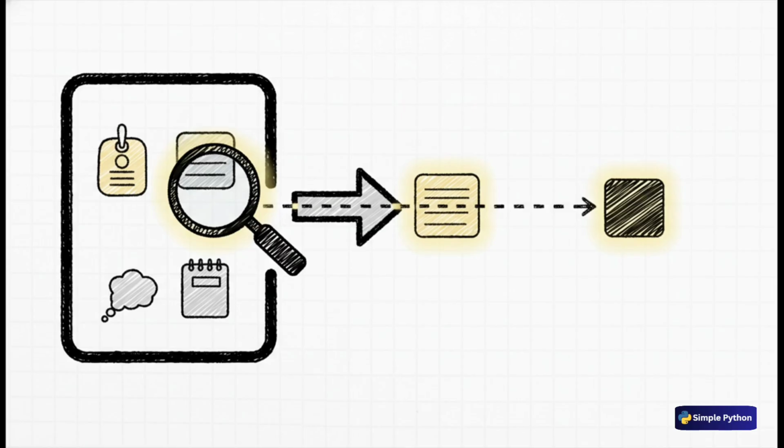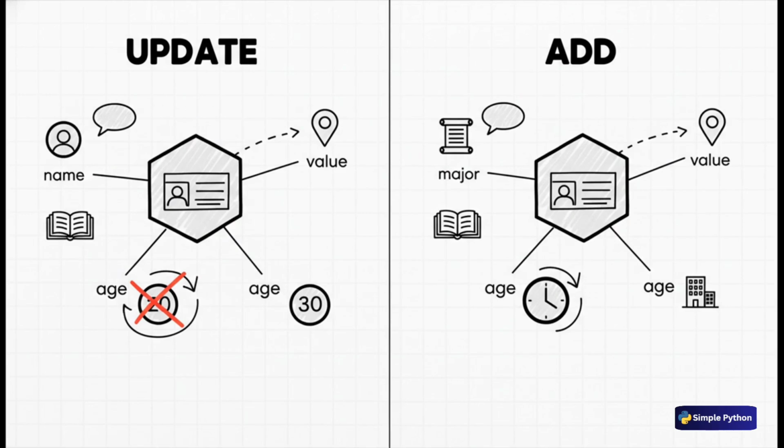And you know what's great? Dictionaries are completely flexible. To update a value that's already there, you just reassign it using its key, like we're doing with the age, setting it to 21. And to add a totally new piece of info, you just assign a value to a new key, like adding a city. It really is that simple.